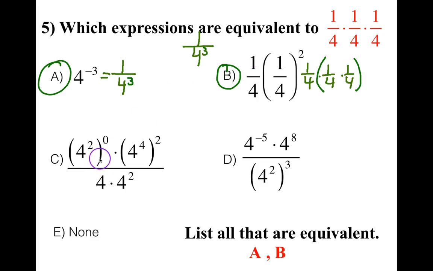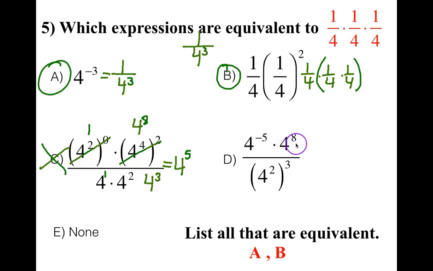What about C? Anything to the 0 power is going to be 1, so I'm just going to call this a 1 now. And here, 4 to the 4th raised to the 2nd power is going to become 4 to the 8th power. And here, since it's 4 times 4 squared, I'm going to add the exponents. So that's going to give me 4 cubed. Now, 4 to the 8th over 4 cubed is 4 to the 5th. That is not equivalent to what I have here, which is 1/4 cubed.